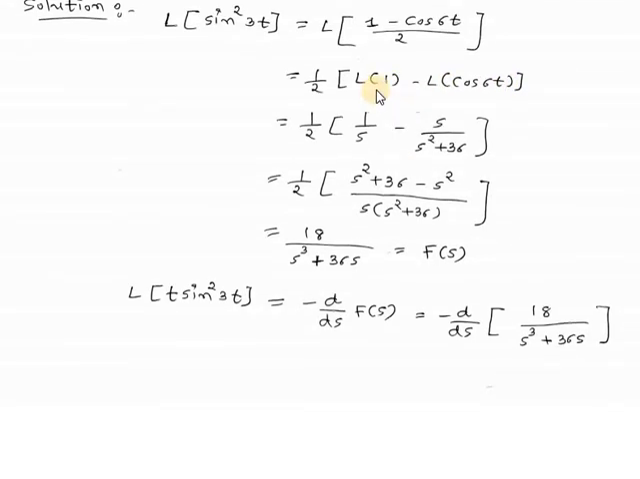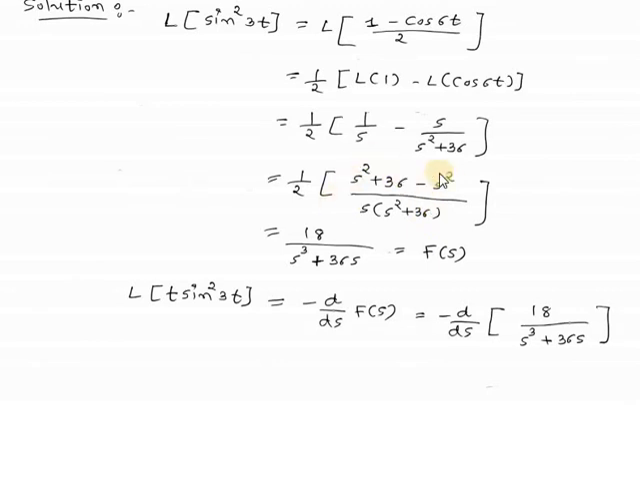So Laplace of 1 is equal to 1 divided by s, and Laplace of cos 6t will be s divided by s square plus 36, because Laplace of cos at is s divided by s square plus a square, and here a is 6. So if we simplify further, then it will be (s square plus 36 minus s square) whole divided by s into (s square plus 36).